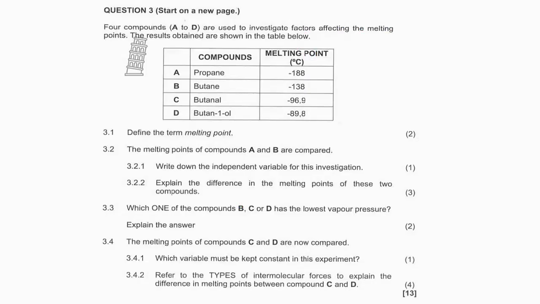Okay, so we are given question 3. It says 4 compounds A to D are used to investigate the factors affecting the melting point, and the results are obtained as shown in the table below. Then we are given all the way from compound A to D. So compound A has propane, B butane, C butanol, and D butan-1-ol, and we can see the respective melting points there. Then 3.1 is asking us to define the term melting point. So let's run quickly to that.